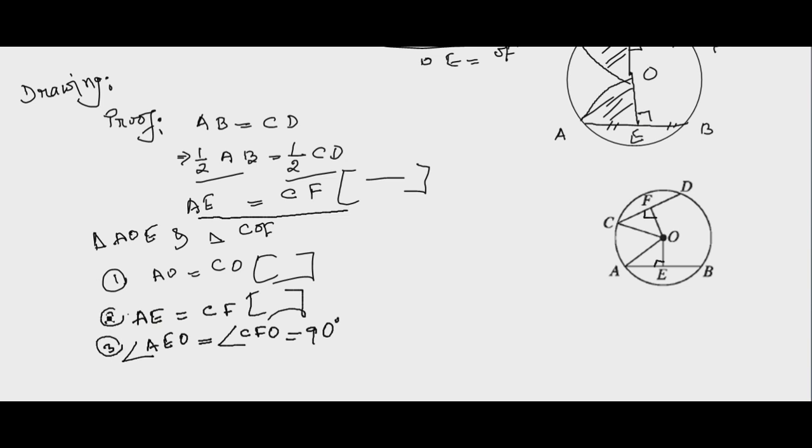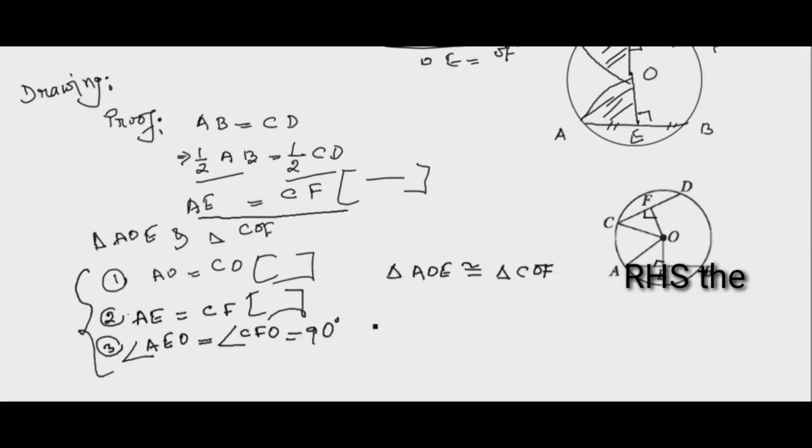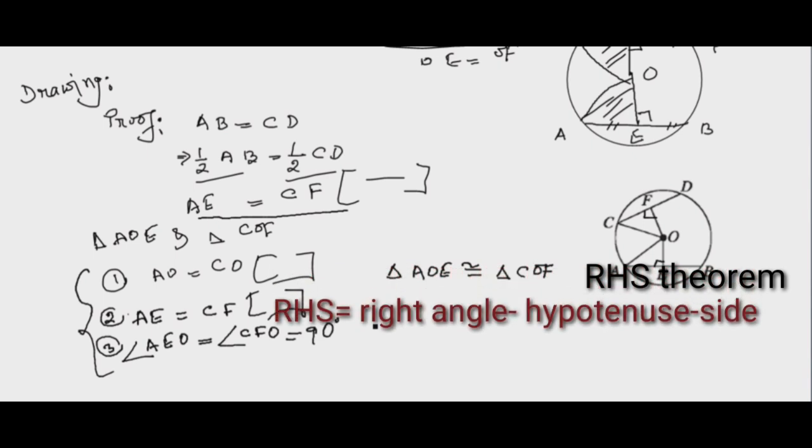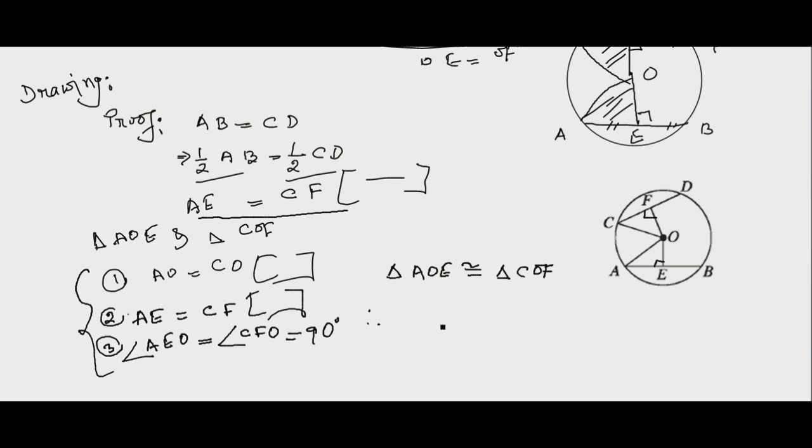So to prove two triangles congruent, we have three conditions here. So we can write triangle AOE congruent to triangle COF. When this is the case, we can write their similar side will be equal, means OF will be equal to OE. Chord AB and CD are equidistant from the center O, and this is our final proof.